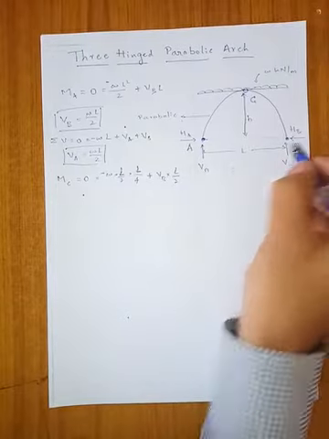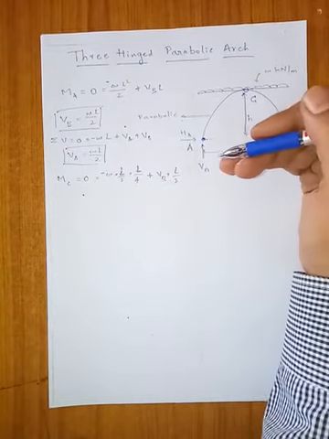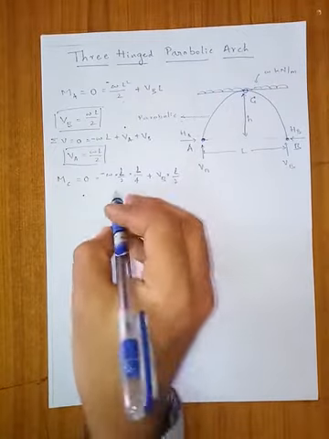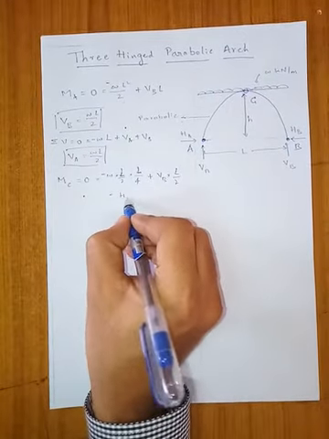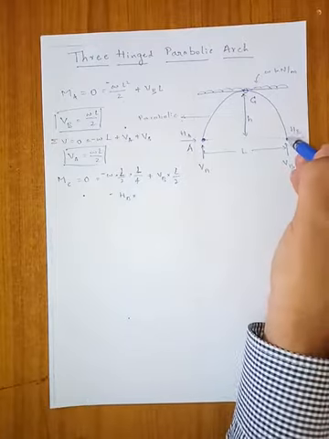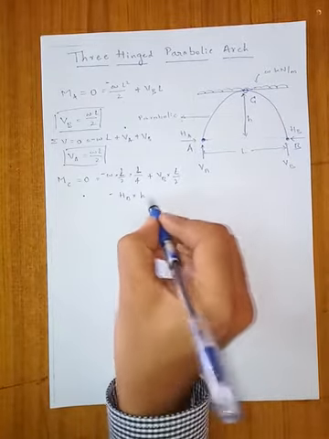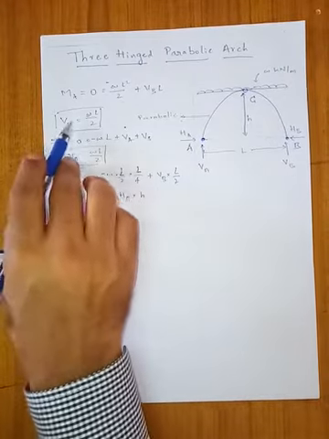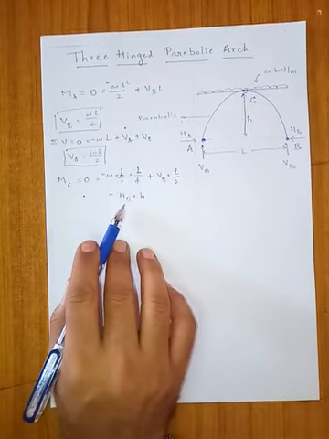Also we have HB. What is this HB? It is horizontal, going to the left, so it is trying to turn this clockwise. Clockwise is negative, so minus HB into what is the distance? The perpendicular distance is h. In this equation, substitute VB is equal to WL by 2, and only HB is the unknown.